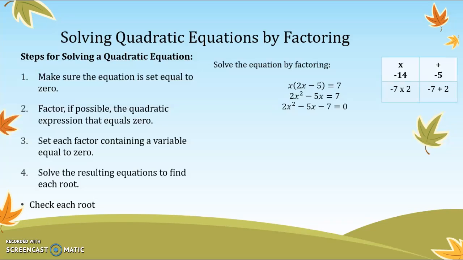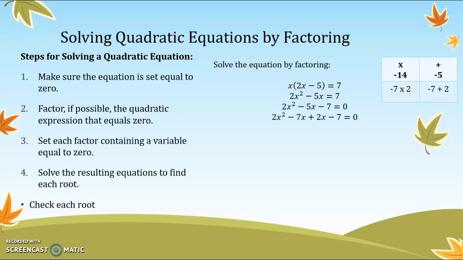-7 and 2 work. And now we rewrite our trinomial, splitting that middle term, giving us 2x squared minus 7x plus 2x minus 7 equals 0. We have to split our term because we have a number in front of x squared, and we have to take that into consideration when we're factoring. But now I have 4 terms.